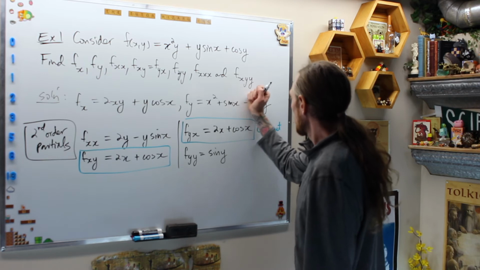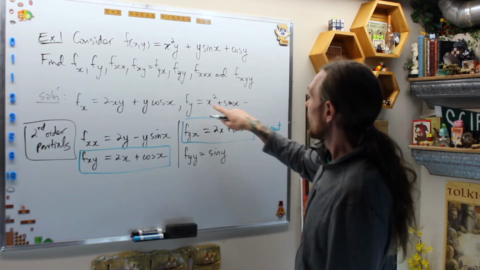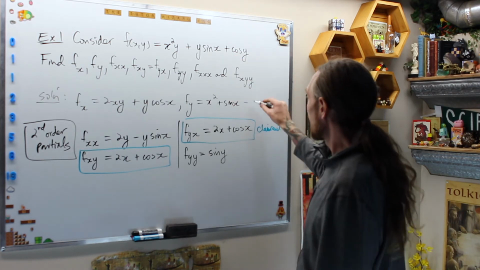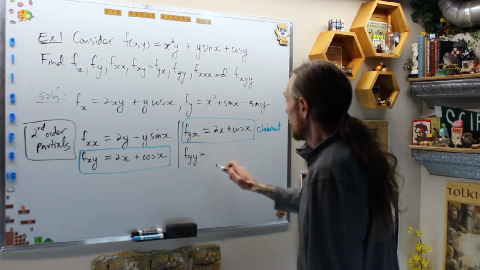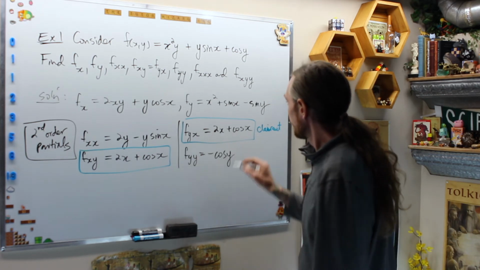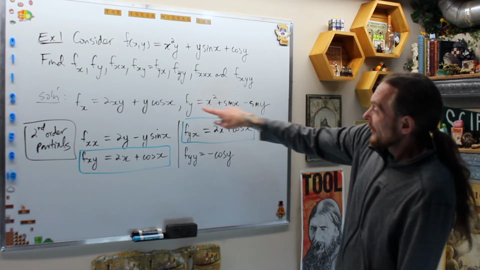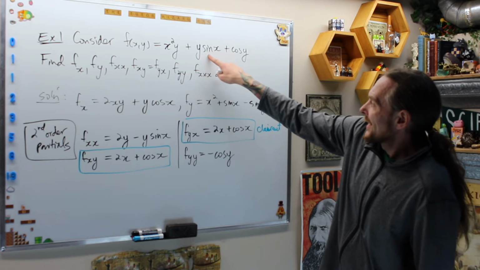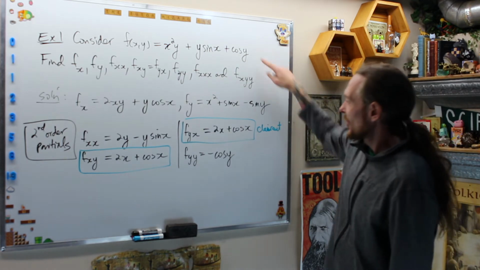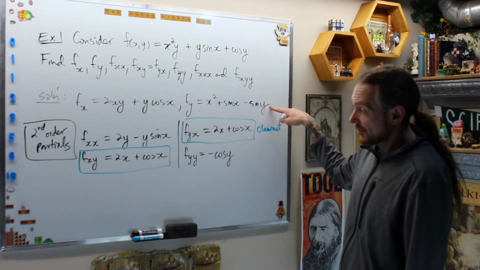This is wrong. This should be what? When we take the derivative with respect to y, it should have been negative sine y. I wrote it wrong. So this should be what? Negative cos y. Again, when we're taking the first derivative with respect to y, it should be x squared, then just sine x, and then negative sine y, not cos y. I wrote it down. I was going too fast.